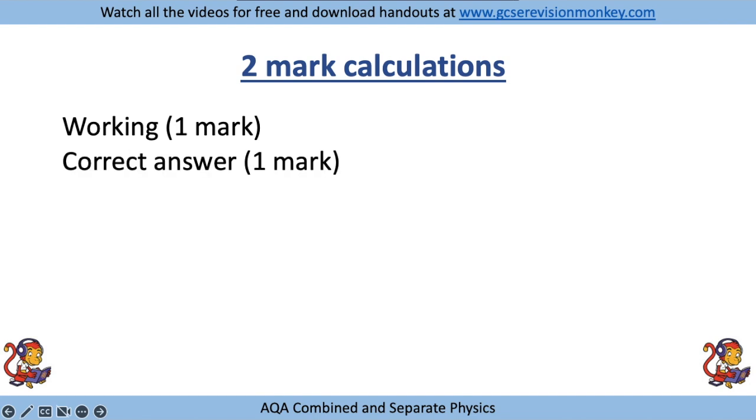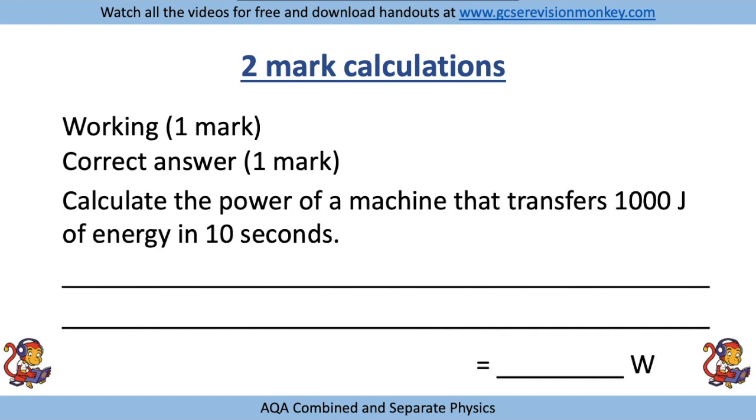So we really encourage you to do your working, because even if you use your calculator incorrectly and get the wrong answer, you will still get a mark for the correct working out. So let's have a look at this question. It says calculate the power of a machine that transfers 1000 joules of energy in 10 seconds. So you can use a highlighter in the exam to highlight the question.